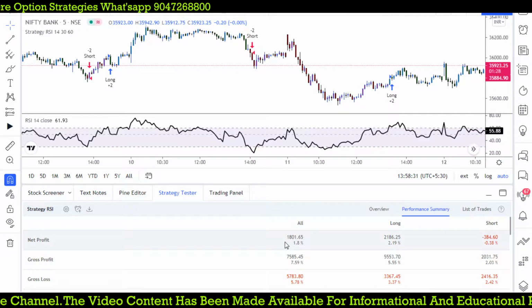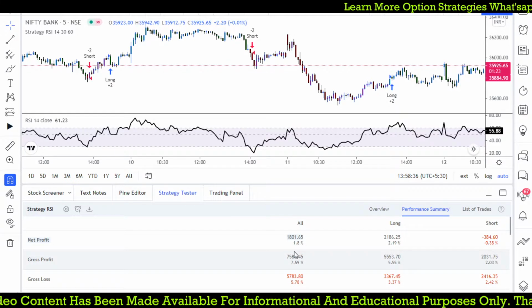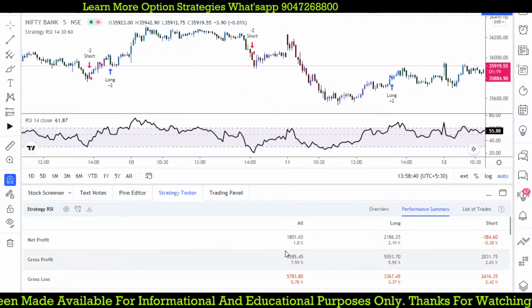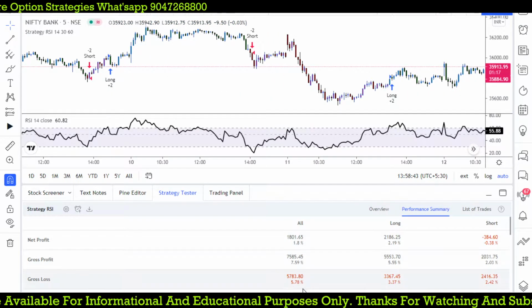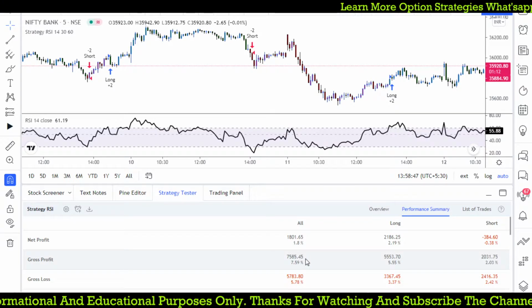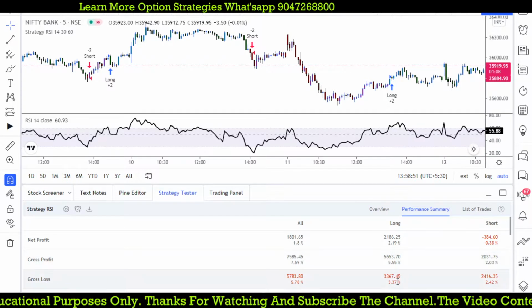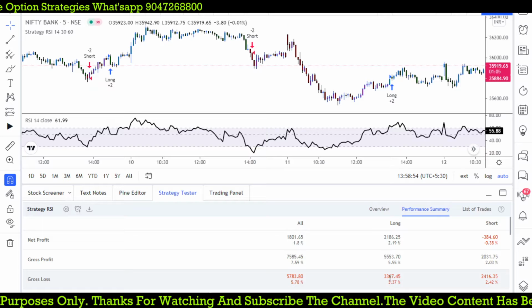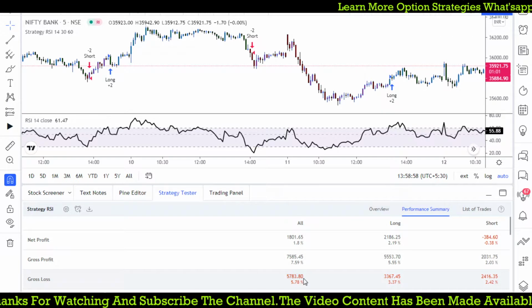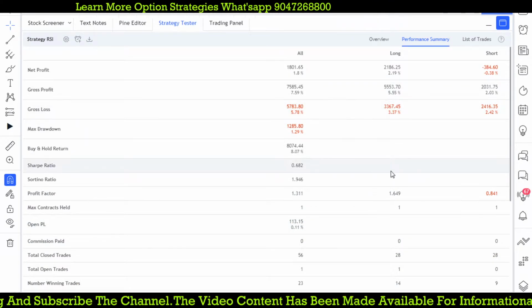Okay, now how is the profit? The total net profit is around 1800 points, generated by this 5-minute strategy. The total profit generated is 7585 points, where in long trades we got a profit of 5000 points and a loss of 3000 points. So here gross profit is around 7000 and loss is around 5700. You can easily see how it is working.